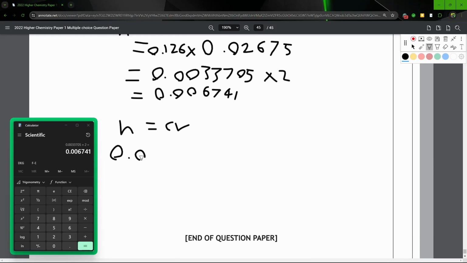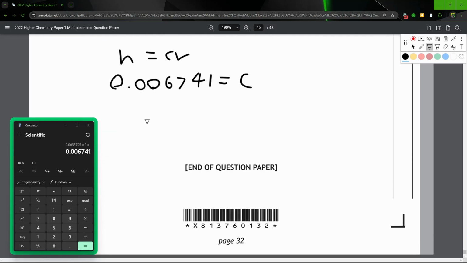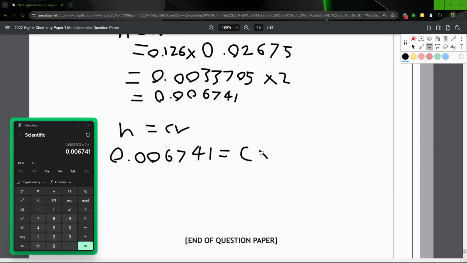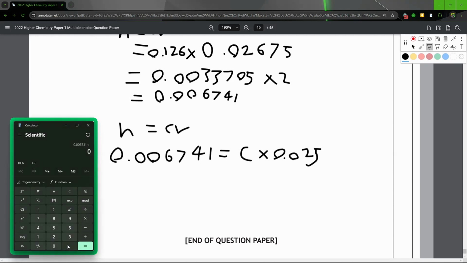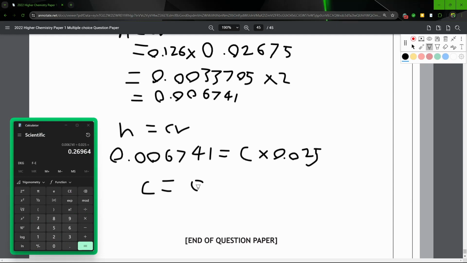And then we can just plug it into our equation again to figure out the concentration. So we know that it's this many moles. Equals, we don't know what the concentration is, but we do know it was 25 cubic centimeters of volume, so it'll be 0.025. And then we're going to divide this by that. So that means the concentration must equal 0.27 moles per liter.